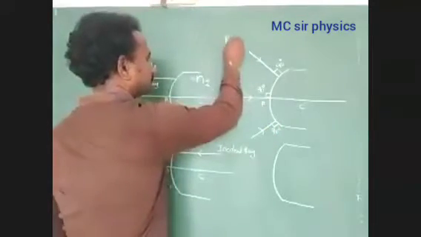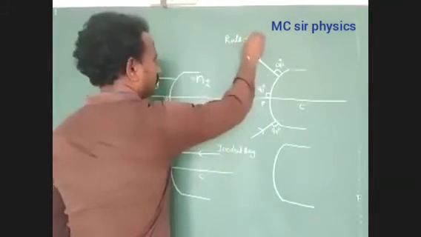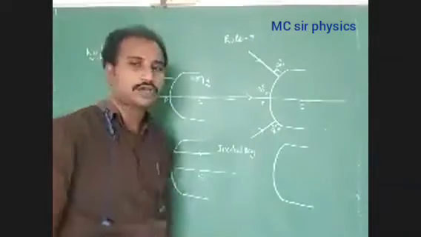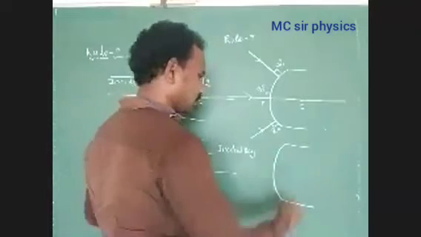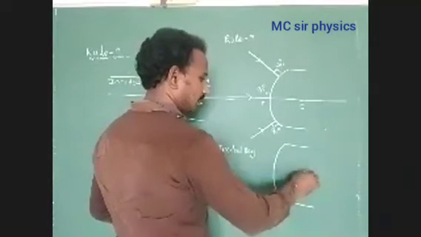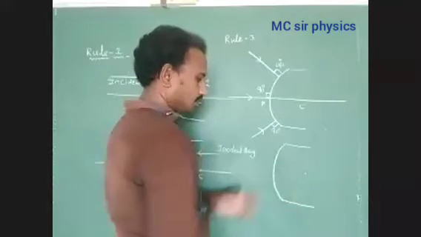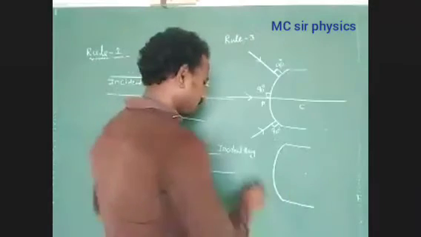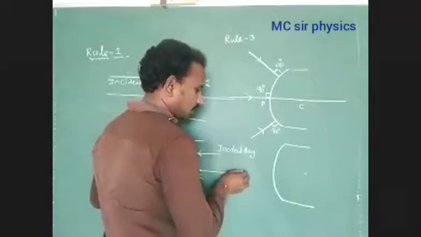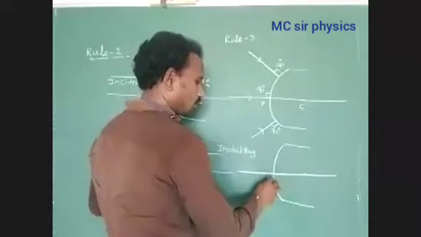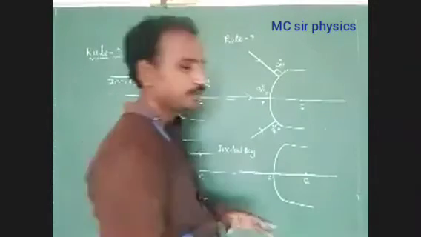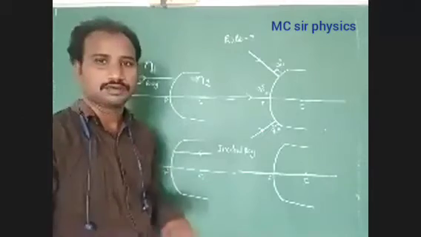Rule 3. And next, rule 4 we have to identify. Here, the center of curvature we have to consider inside the convex curved surface. Now we have to imagine that reference line. The reference line is passing through the pole and center of curvature.